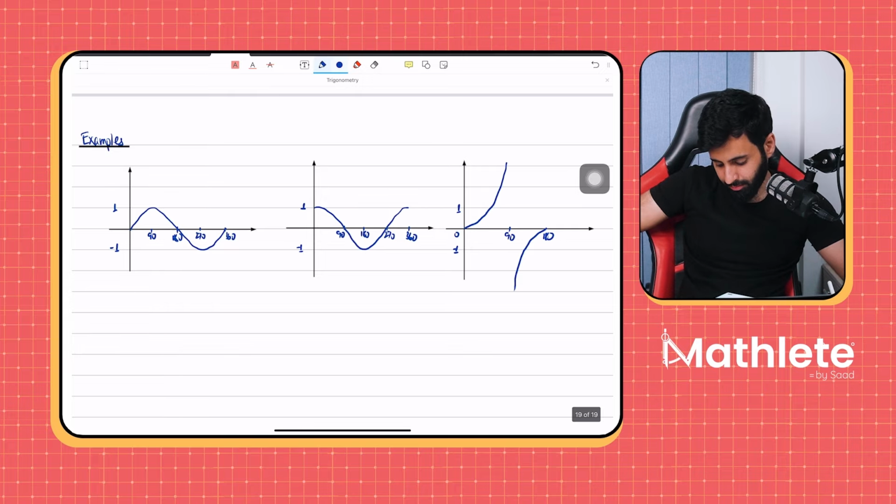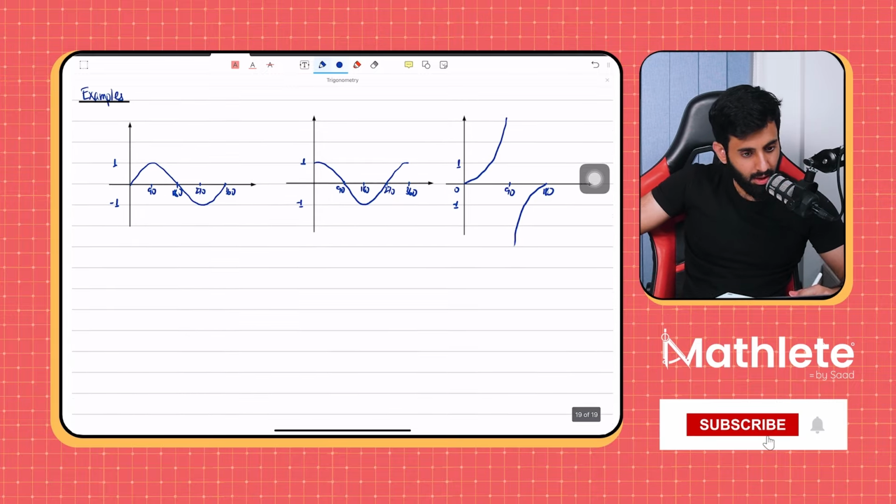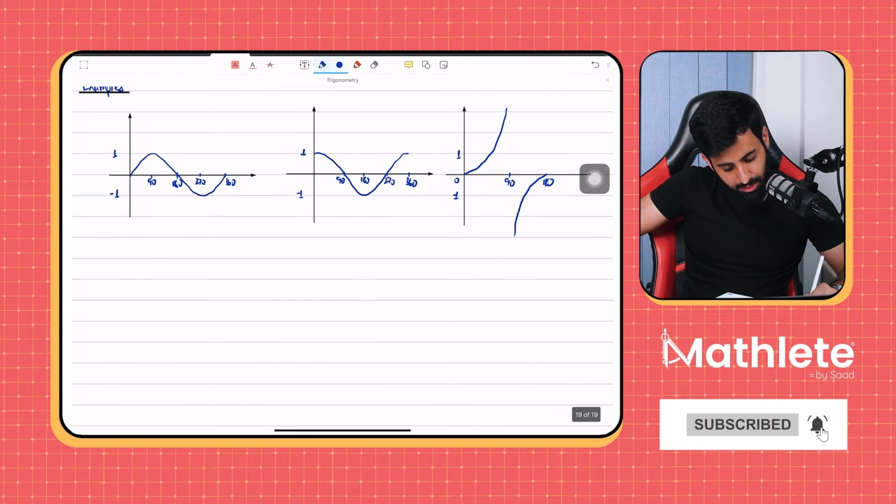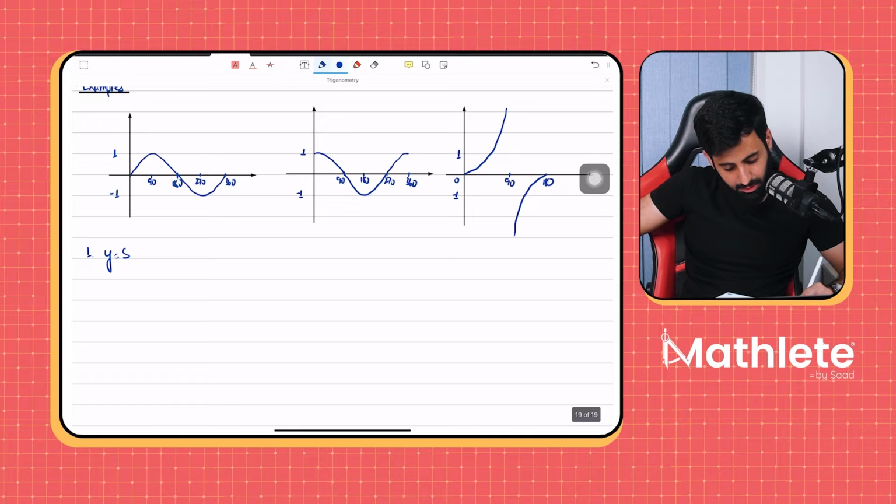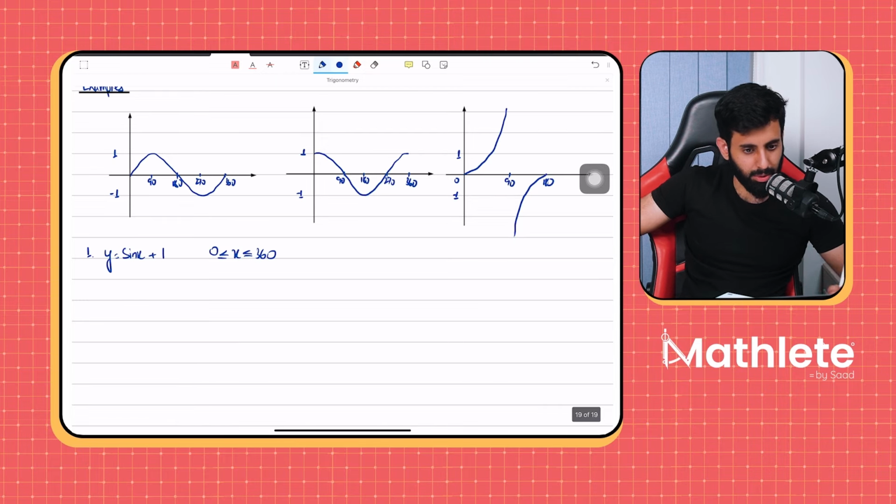That's good enough. Okay. All right. Now, let's say that you have to draw the graph of y equals sine x plus 1. And the range is from 0 to 360. So what do you think will happen?